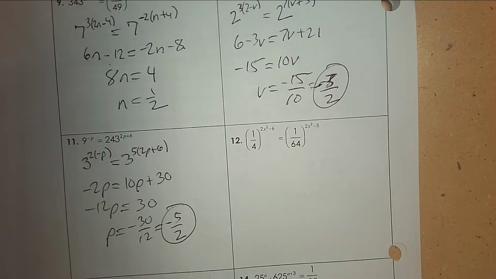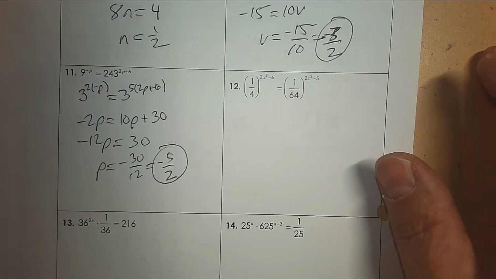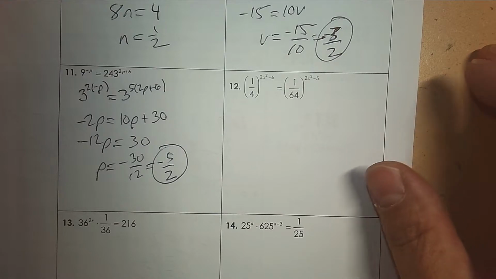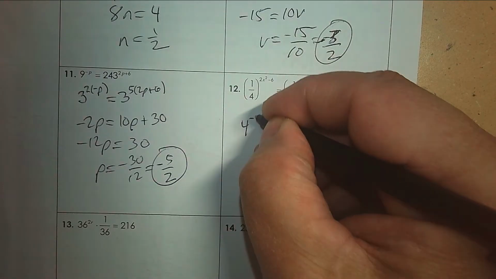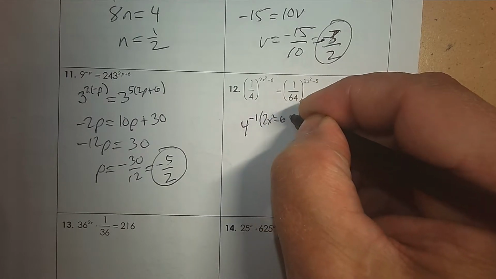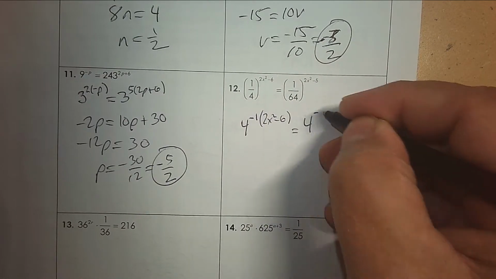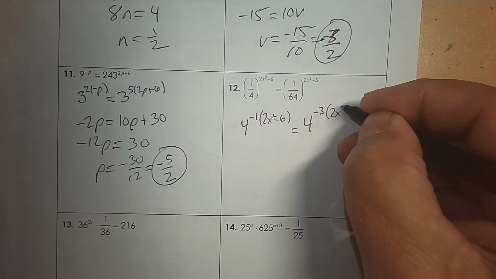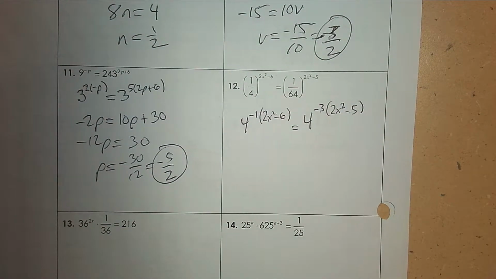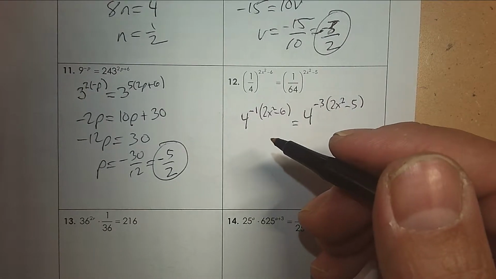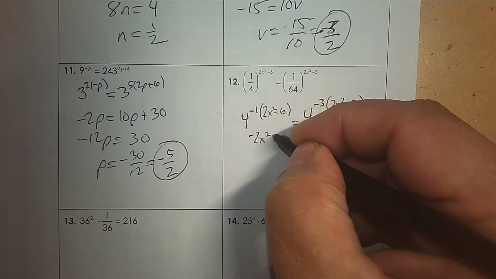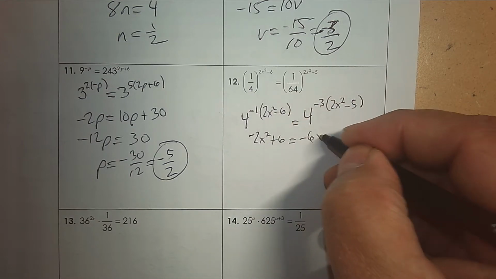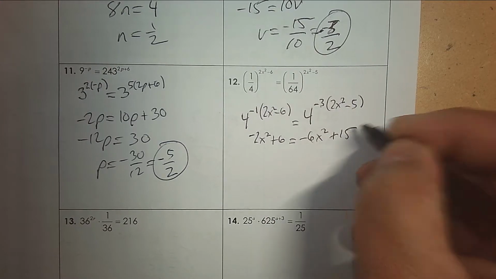Number 12. Can you make the bases the same? When I see a fraction, I think negative exponent. Fraction, negative exponent. So a quarter is really 4 to the what? Negative 1. 1 over 64 is 4 to the negative what? And that's 2x squared minus 5. Now, just write down the exponents. So that's negative 2x squared plus 6. Negative 6x squared plus 15. Be careful of the signs.